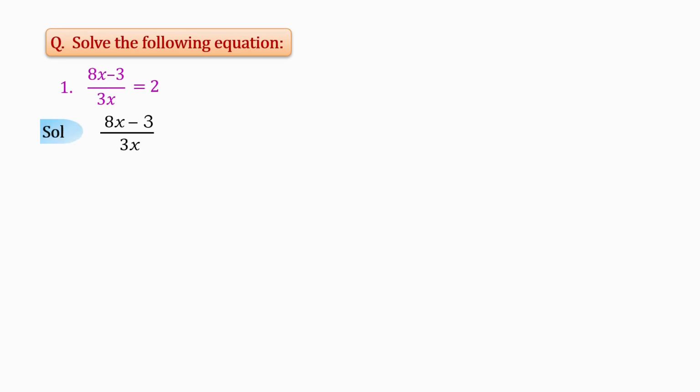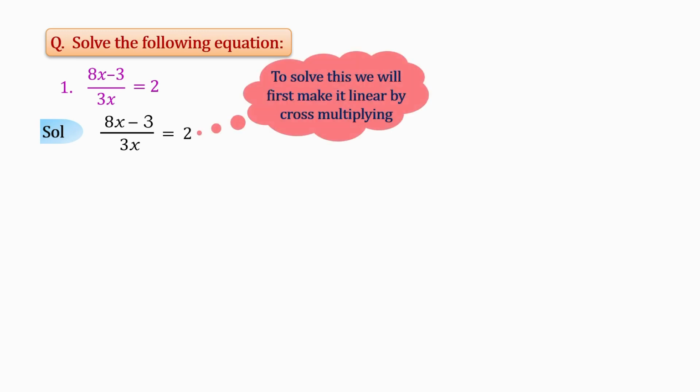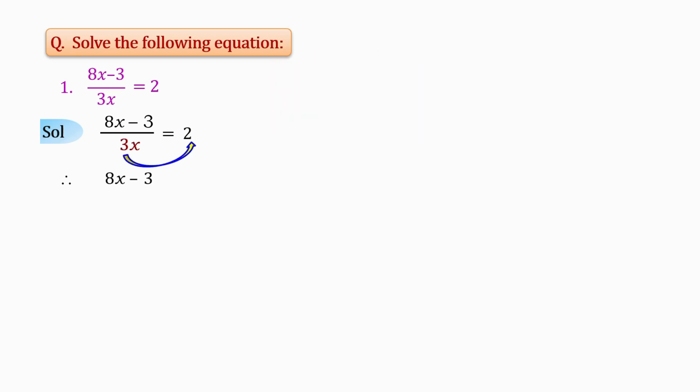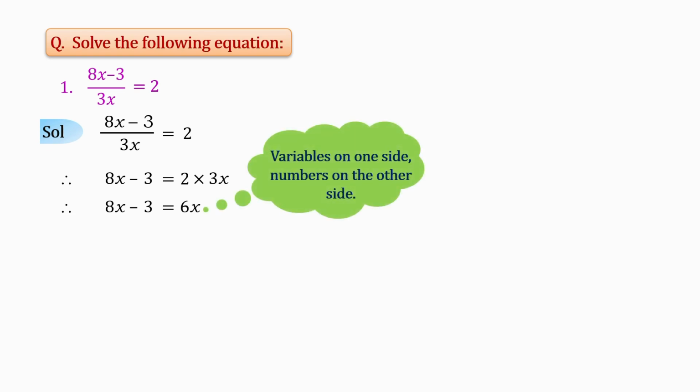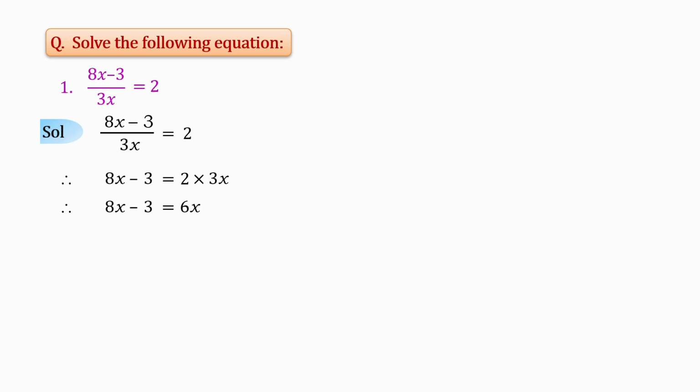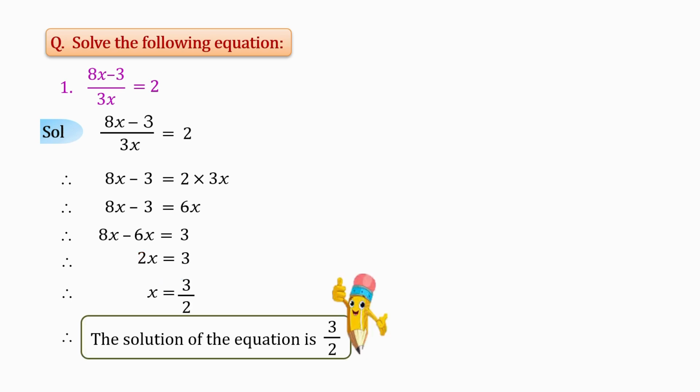Now solve the following equation. 8x minus 3 by 3x equal to 2. So to solve this, we will first make it linear by doing the cross multiplication. I'm going to show you step by step. Variables on one side and the numbers on the other side. So now it comes to x equal to 3. Now 2 will be shifted. So x equal to 3 by 2. So the solution of the equation is 3 by 2.